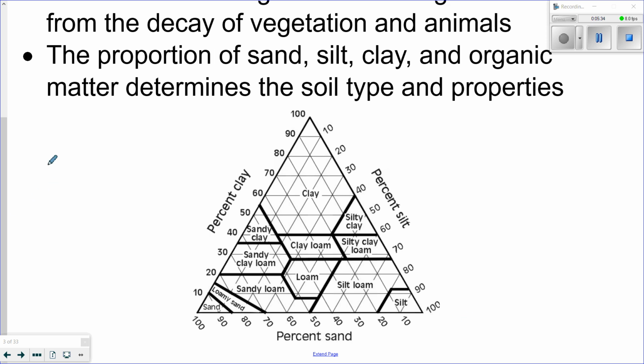So we might be given a sample of matter, and it tells us that it is 20% clay.